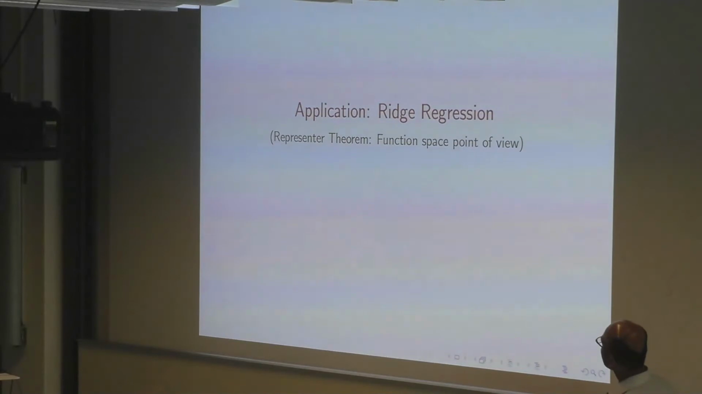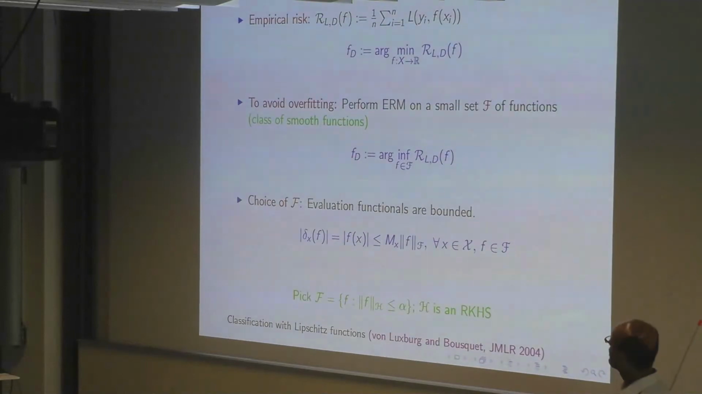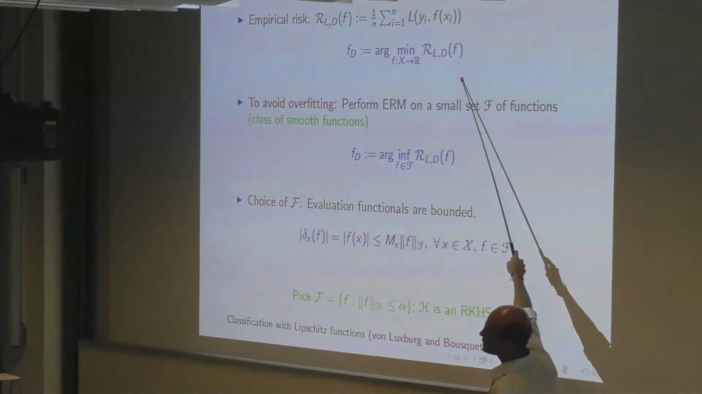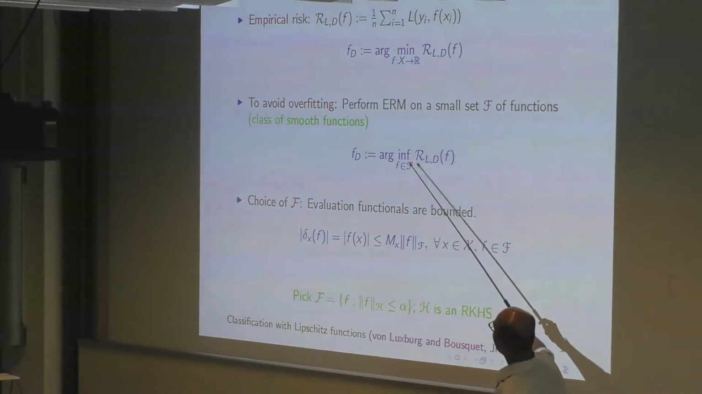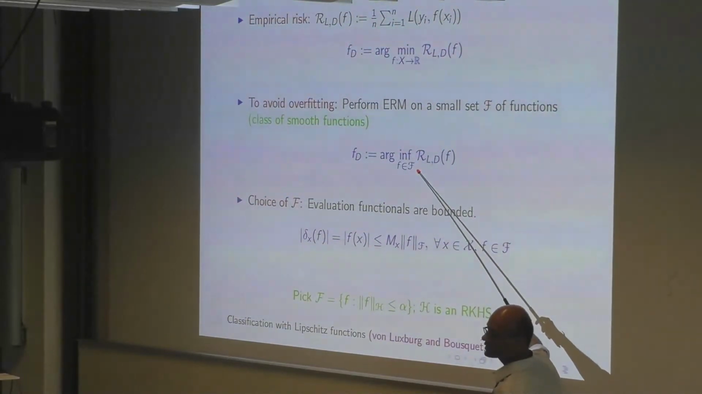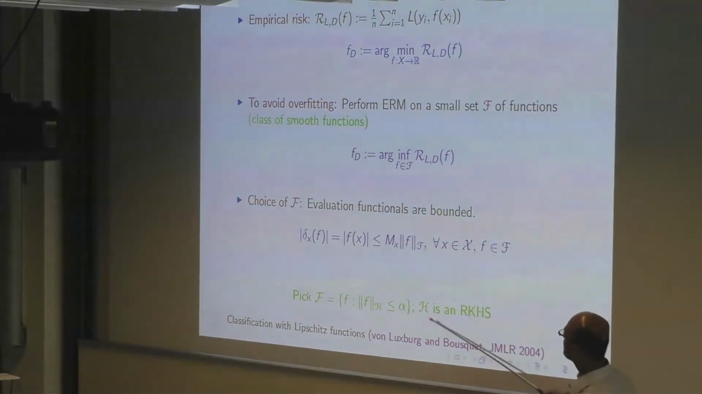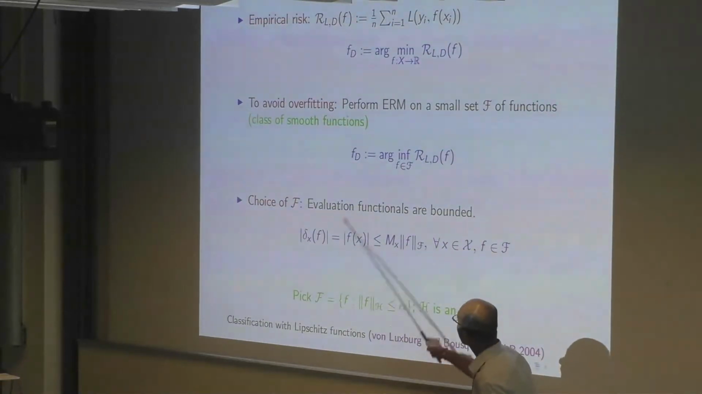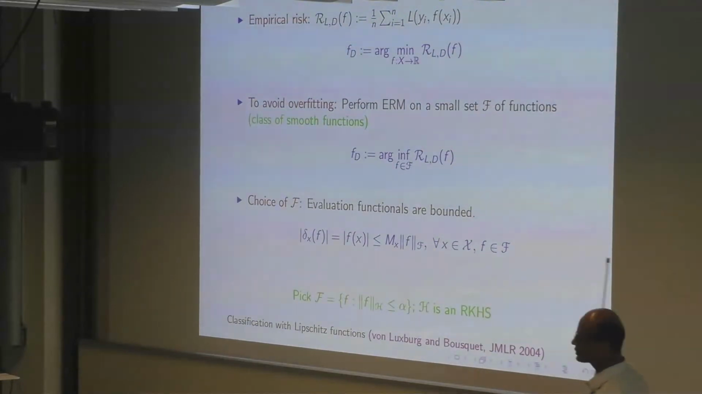Okay. So ridge regression. Let's understand this from the function space point of view. This is just a recap of the terminology. You have the empirical risk. I cannot minimize empirical risk over the class of all functions. I need to restrict myself to a subclass of smooth functions, and the choice of f. You want this choice of f to have bounded evaluation functionals, and what we are going to do is pick this f to be an RKHS, because I know an RKHS has bounded evaluation functionals, and I'm now going to pick f to be the set of functions in the RKHS whose norm is less than or equal to alpha.